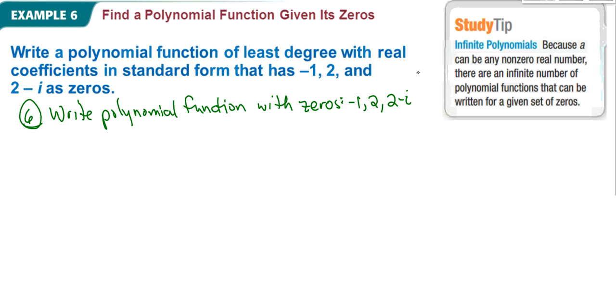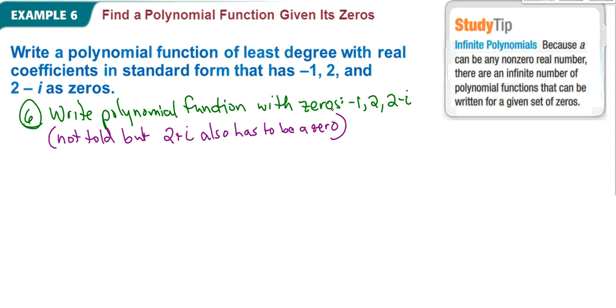So a hint to ourselves is when they say 2 minus i, then always the conjugate will be another zero. We're not told, but 2 plus i also has to be a zero. So that's the extra one that we get. So think about this, it is probably going to be a 4th degree equation.